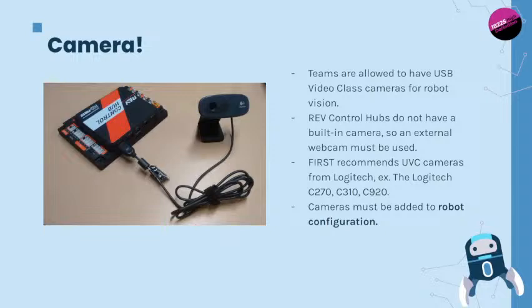Okay, anyway. So, camera. You're allowed to have a USB video class camera for robot vision. A lot of teams are going to use the Logitech cameras, which FIRST represents with these three models: the B270, B310, and C920. REV control hubs themselves don't have a built-in camera, so what you can do is connect the camera to the USB port and then mount the camera on your robot. And like motors and servos and basically everything else, it must also be added to the robot configuration.